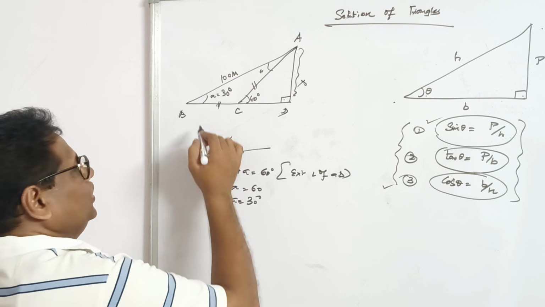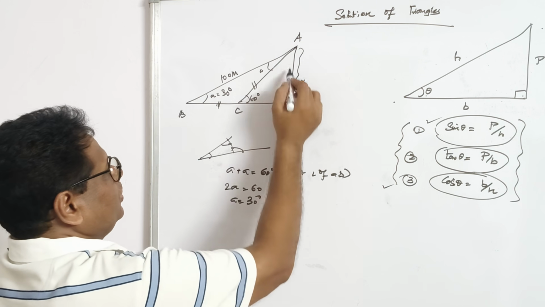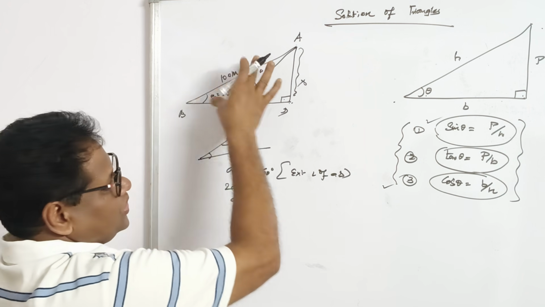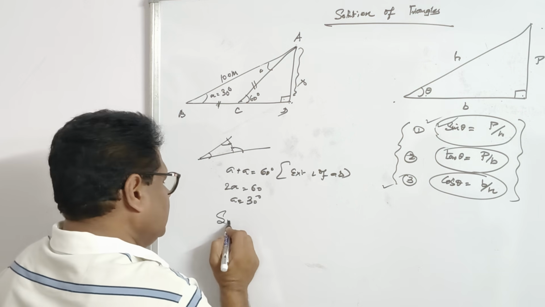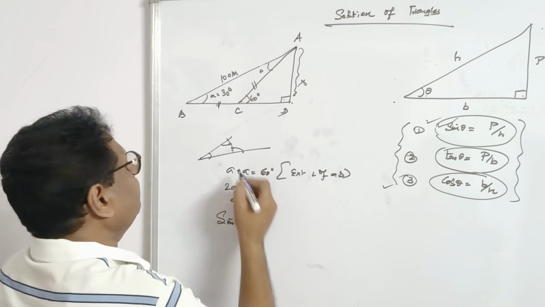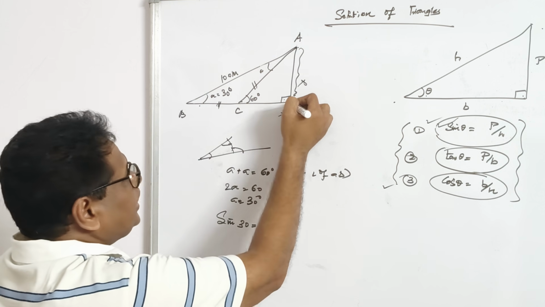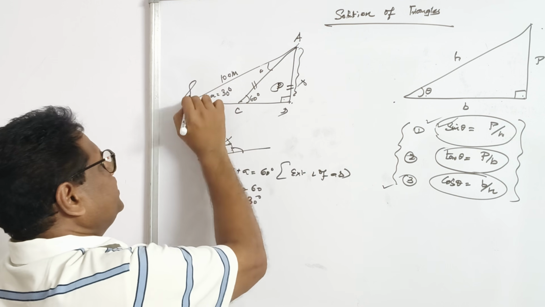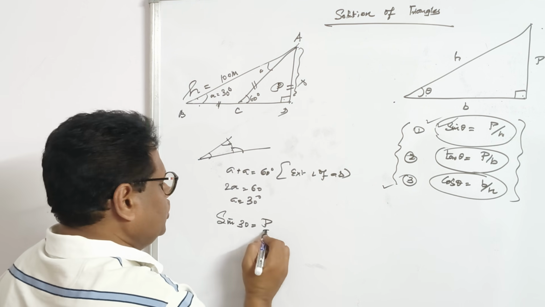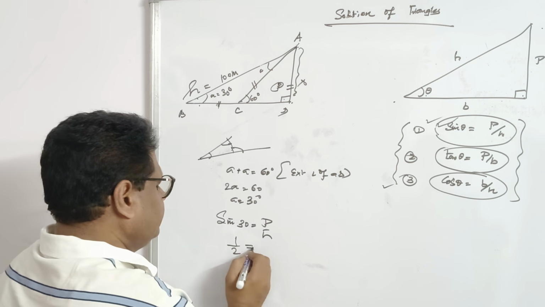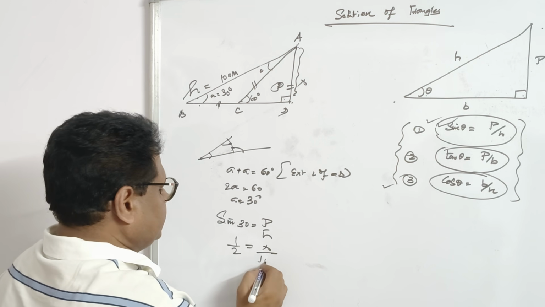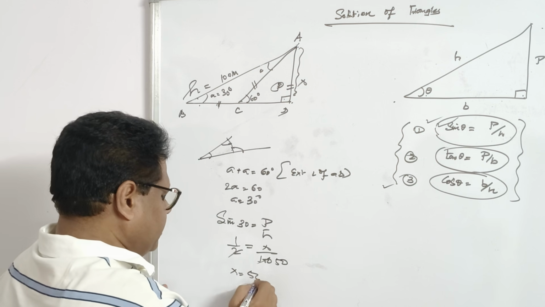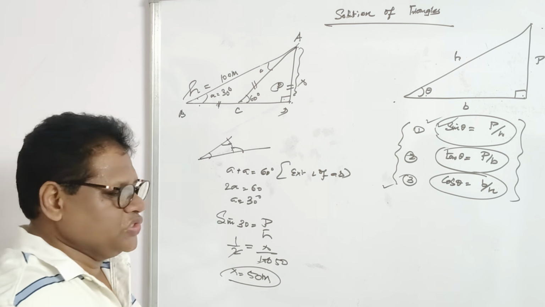Now look at this triangle. Focus on the missing terms. The missing term is this one, the perpendicular, and you are given the hypotenuse. So you can apply sine theta. So sine of 30 degrees, which is for this angle, equals perpendicular by hypotenuse. So identify the sides so that you can replace them in the formula. Sine theta equals P by H. Sine 30 is half. Perpendicular is x. Hypotenuse is 100 meters. So this cancels, so x equals 50 meters. So this is how you can solve the questions.